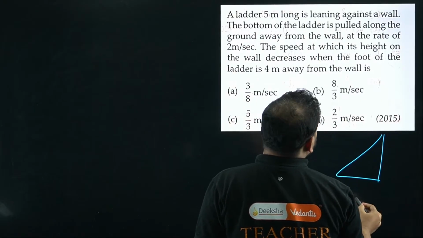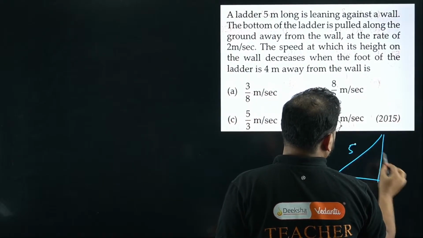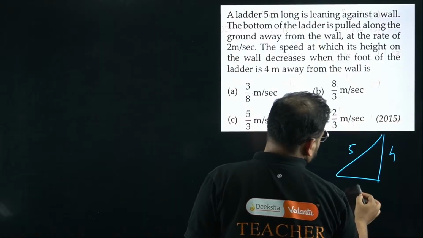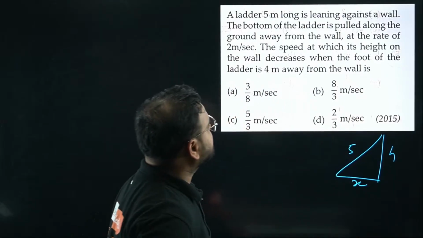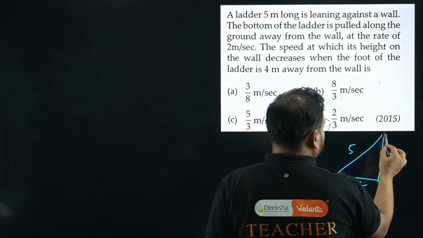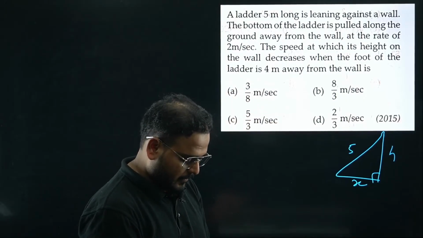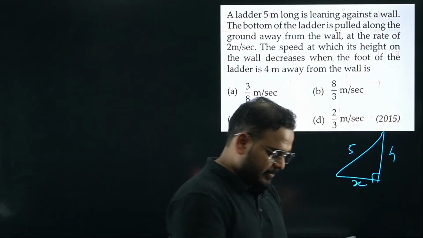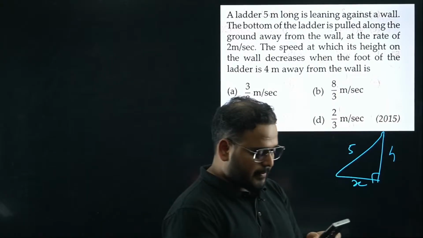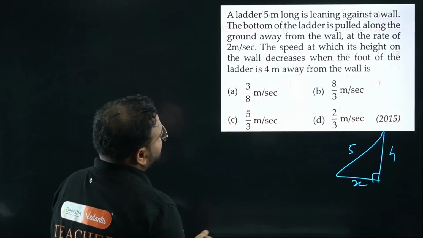Okay, this is the wall, the ladder is 5. Let's call the wall height h and this distance x. All right, guys, please solve this question as well. I cannot see a lot of answers coming my way, even though you are all here. Come on. So the ladder is 5 given here.